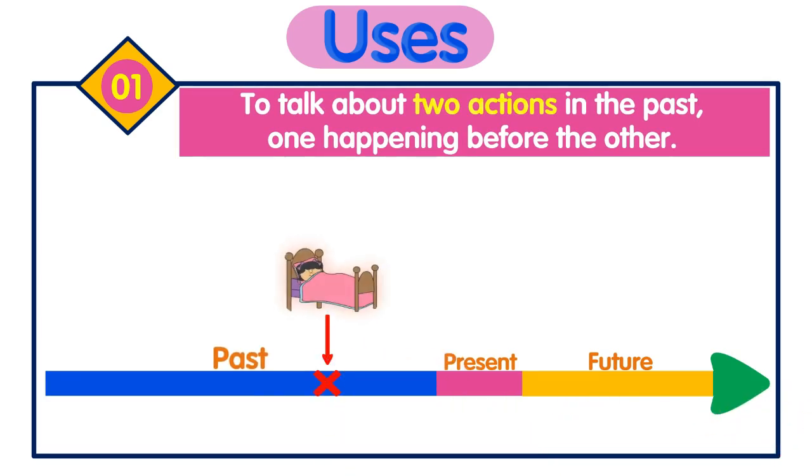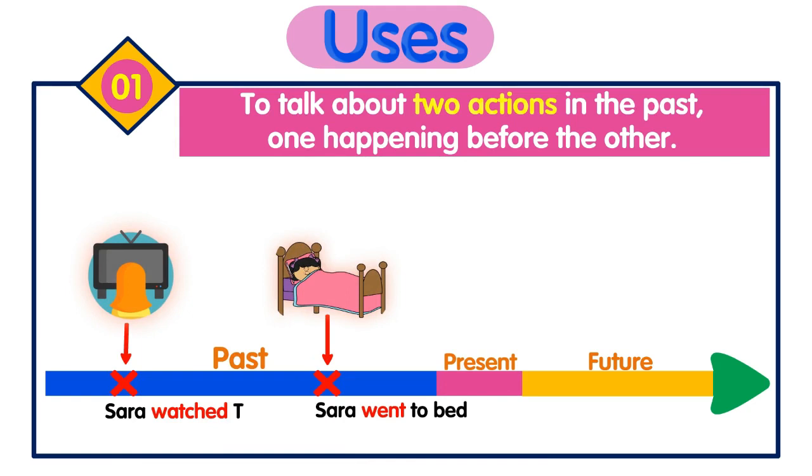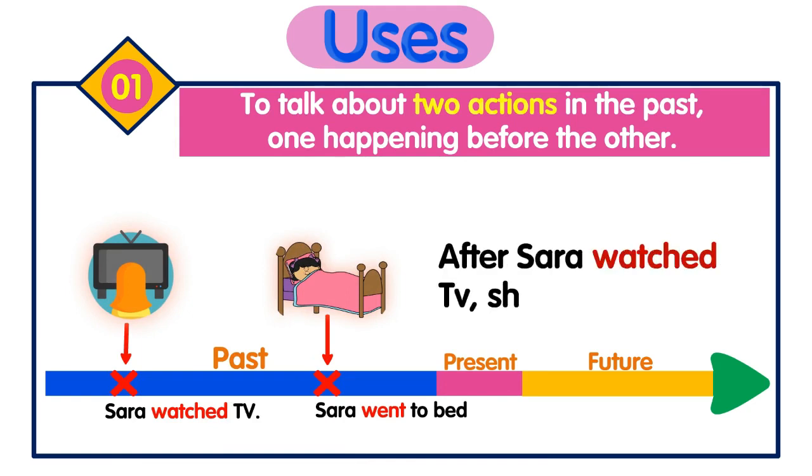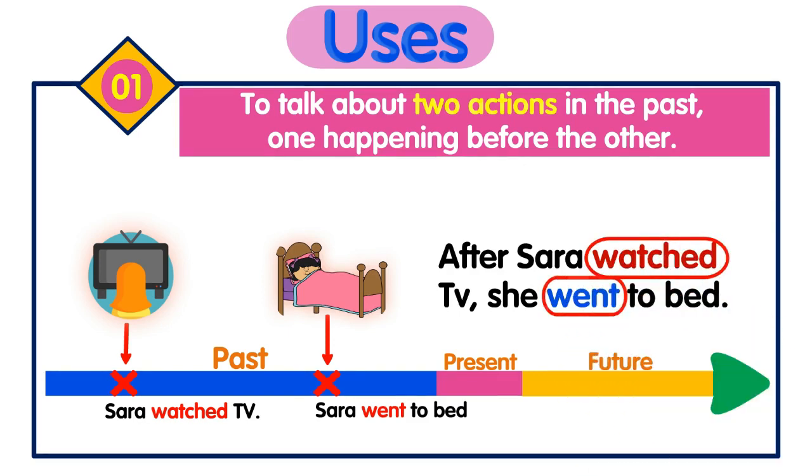Let's say at this point in the past, Sarah went to bed. At another point here, in the past, Sarah watched TV. Some people would say, after Sarah watched TV, she went to bed. And here, they have used both the verb watched and went in the simple past.